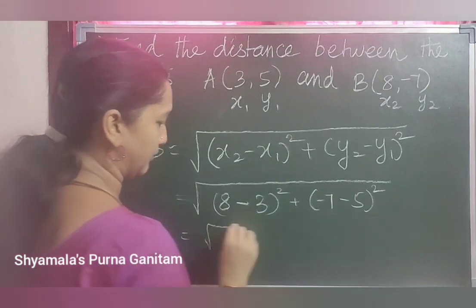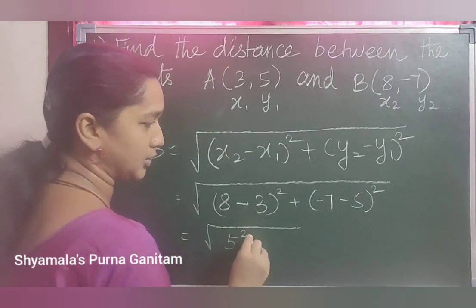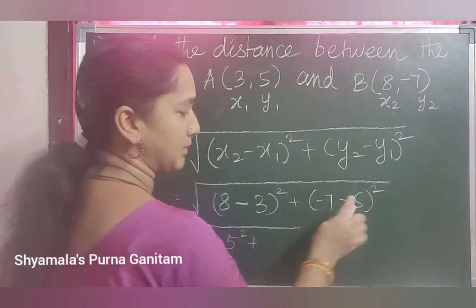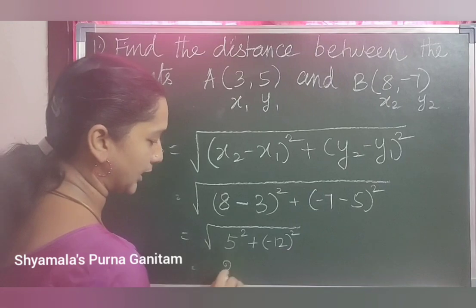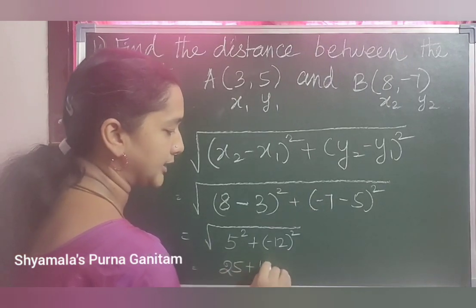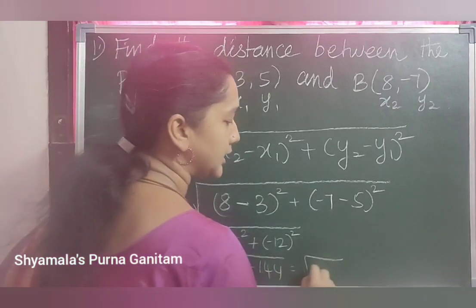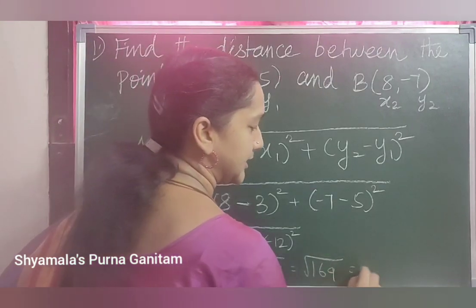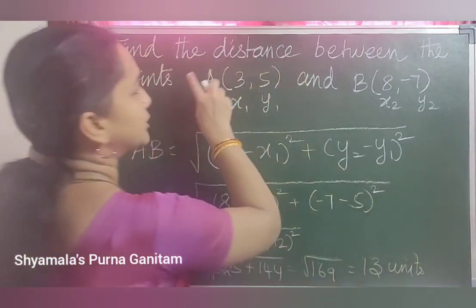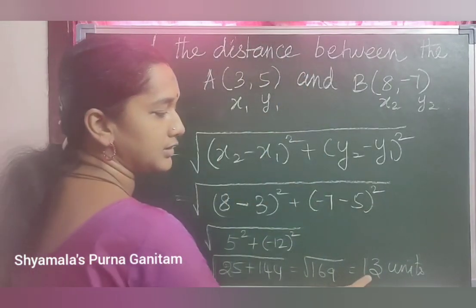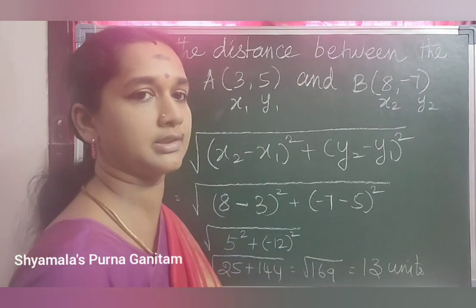This has to be simplified. 8 minus 3 is 5, so 5 squared, plus minus 7 minus 5 is minus 12, so minus 12 the whole squared. 5 squared is 25 and 12 squared is 144. Root of 25 plus 144 is root 169, which is equal to 13 units. So the distance between the two points A and B for the given sum is 13 units.